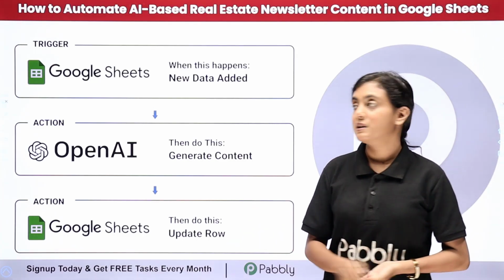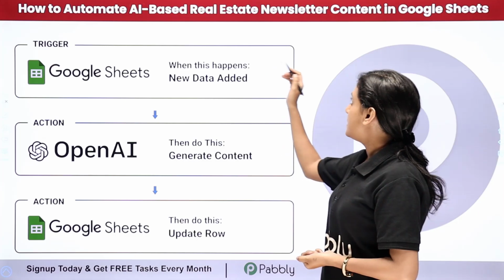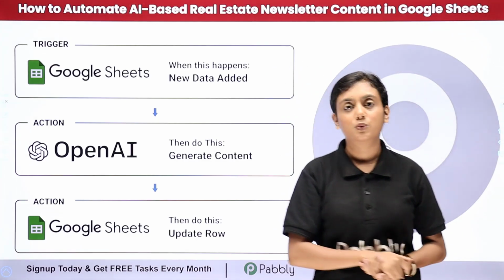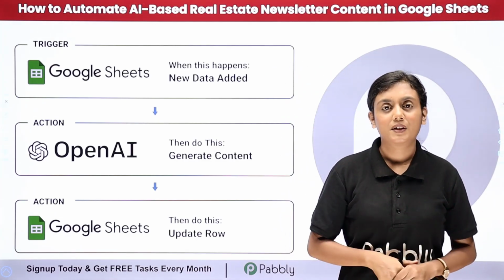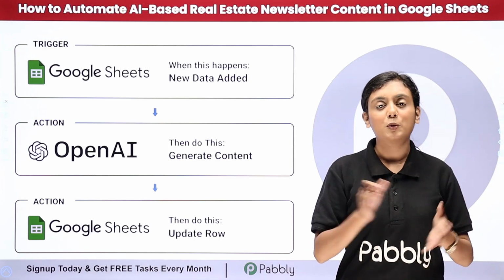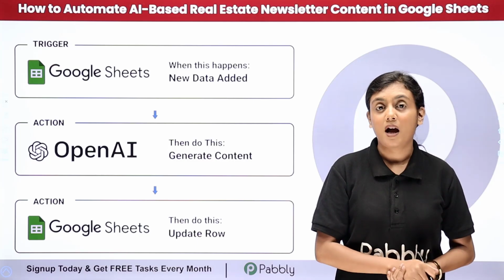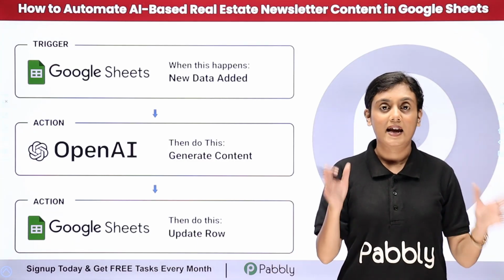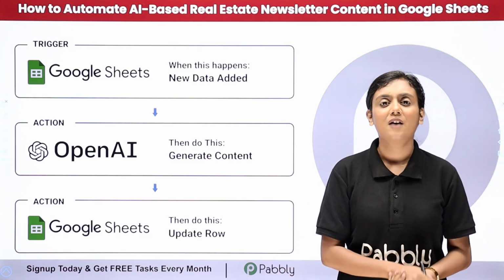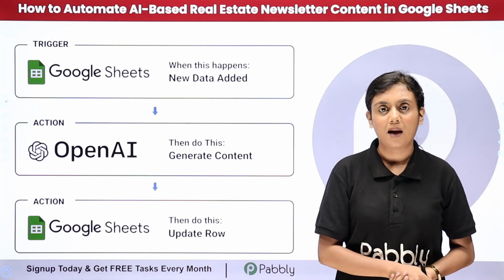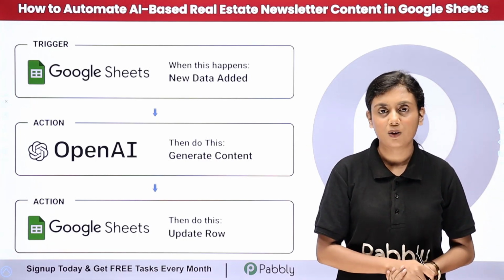In this video, we're going to learn how to automate AI-based real estate newsletter content in Google Sheets. So I am an owner of a real estate agency, and for my new property listings, I have to write the newsletter content. And doing this manually is very time consuming and hectic. So to solve this problem, I have created an amazing AI agent using Pabbly Connect with no coding skills required.